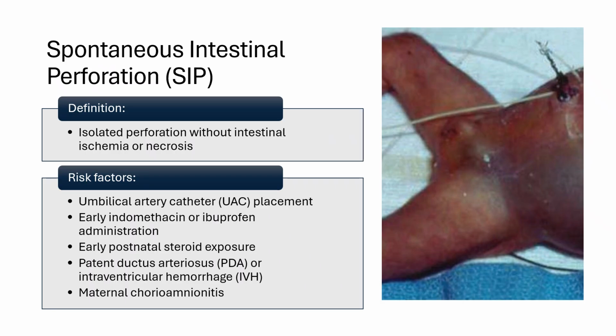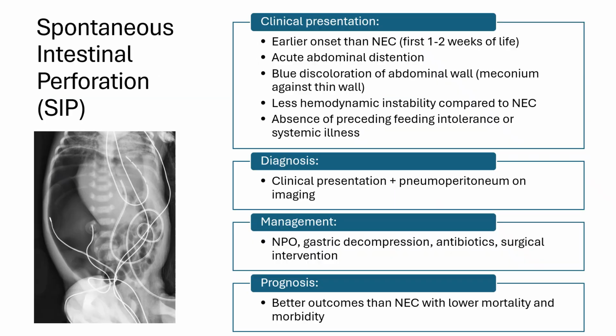The presence of significant cardiovascular abnormalities like patent ductus arteriosus or complications such as intraventricular hemorrhage creates hemodynamic instability that can compromise intestinal perfusion. The clinical presentation of spontaneous intestinal perforation differs markedly from NEC in both timing and severity. SIP typically presents much earlier than NEC, usually within the first 1 to 2 weeks of life, while NEC generally develops after feeds have been established for some time.